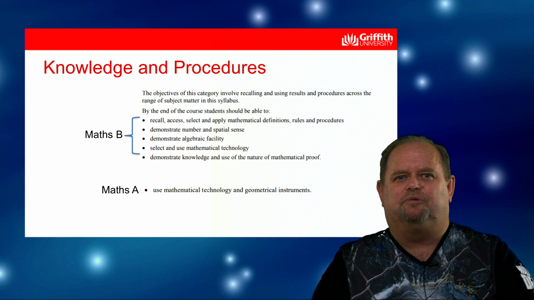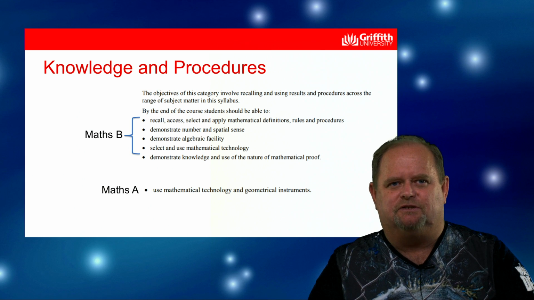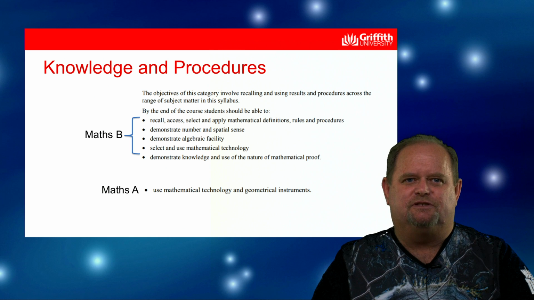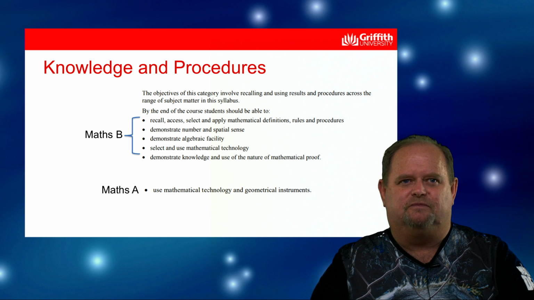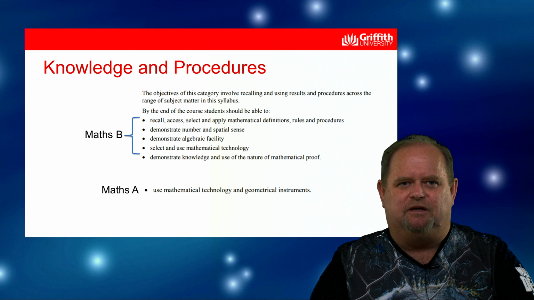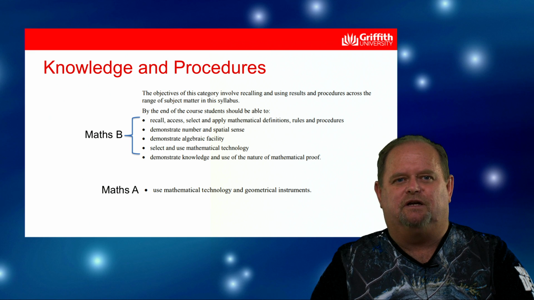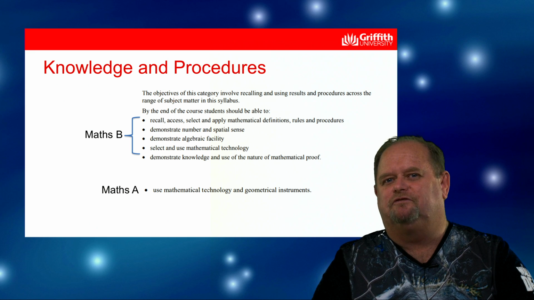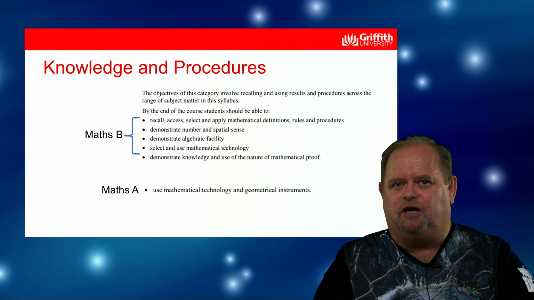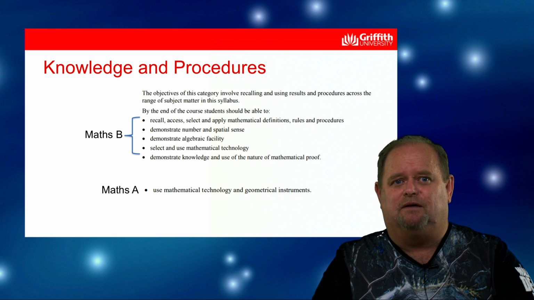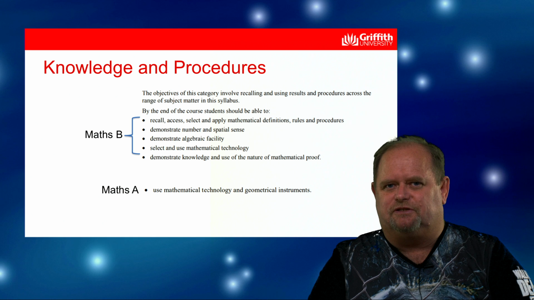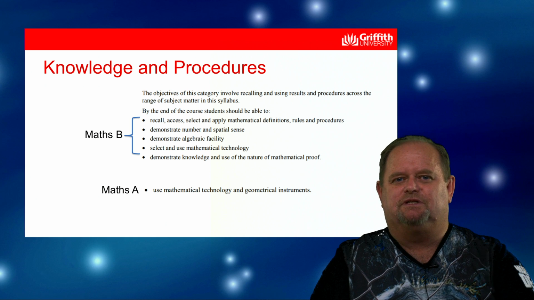So first of all, knowledge and procedures. I've just listed them up there, just a grab from the syllabus. We can see there what the general objective of knowledge and procedures is. The Maths B ones, the bullet point at the bottom there is just the little addition for Maths C, and the only one that's different there for Maths A is that we have to use mathematical technology and geometric instruments as part of the knowledge and procedures.